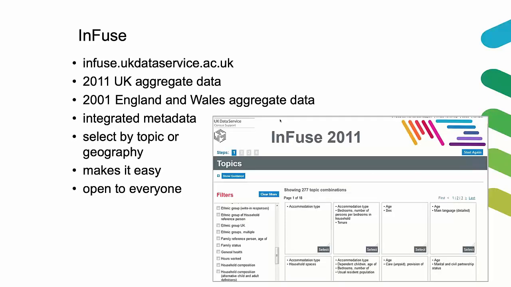Infuse was designed for the 2001 census, and we've also got 2011 in there as well. And we've also got some integrated metadata in there about areas. You can start by going in either geography first or topic first. If you choose geography first, that will limit the detail of the topics. If you choose a detailed topic, that will limit the amount of geography that's available. But it guides you through that step by step. Again, that's open to everyone. You don't have to register to use that.